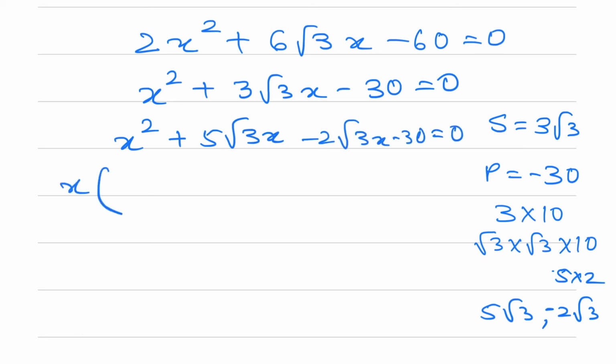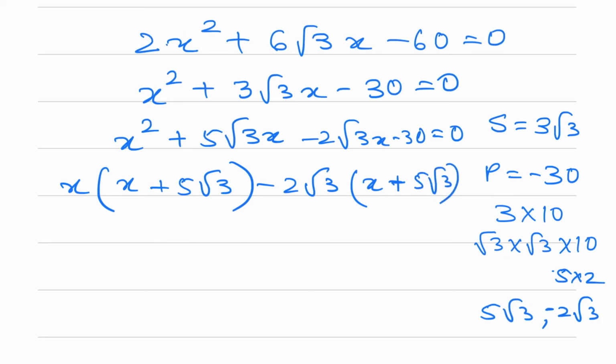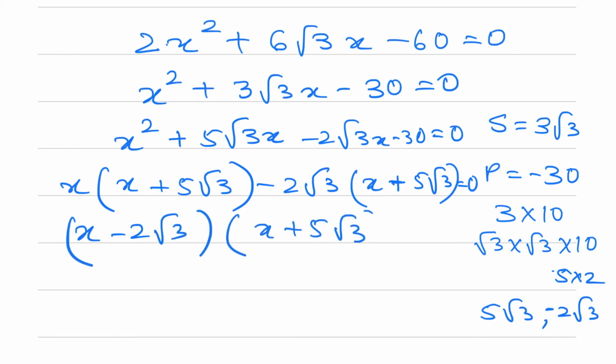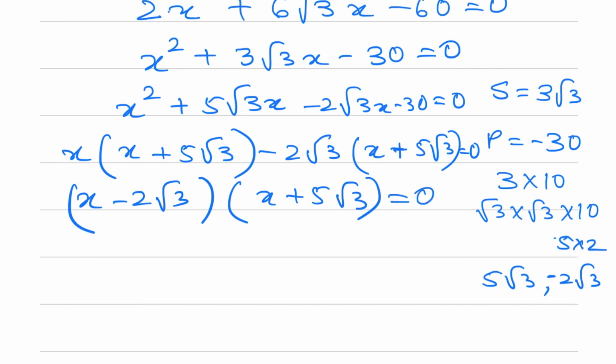Now here we have x common and x plus 5 root 3 minus 2 root 3 common, x plus 5 root 3 is equal to 0. So the factors are x minus 2 root 3 and x plus 5 root 3 equal to 0. So x is equal to 2 root 3 or minus 5 root 3.